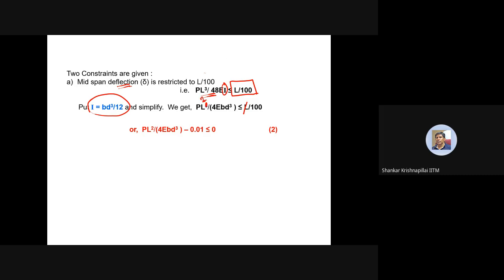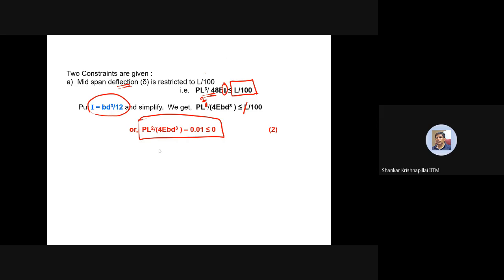Okay. So after lot of simplification, you will get the first constraint equation written in the standard form. Standard form is written as either less than or equal to 0 or greater than or equal to 0. So PL squared by 48 EBD cubed minus 0.01 should be less than or equal to 0. So that is the form of the first constraint. It's an inequality constraint.